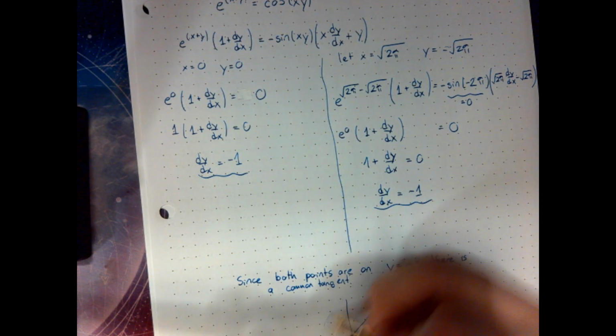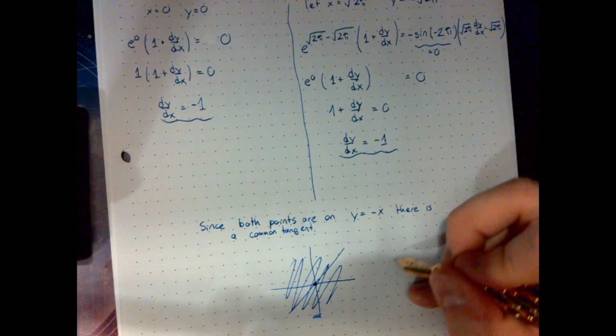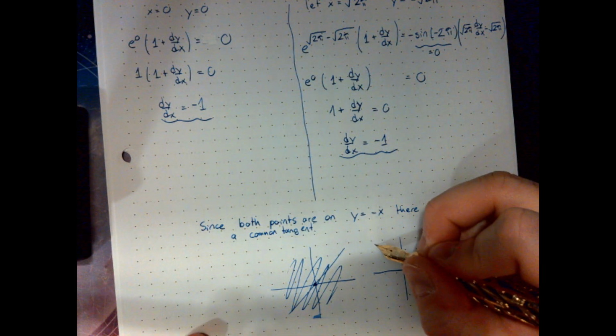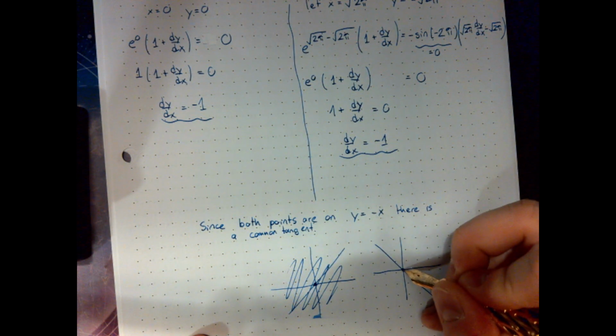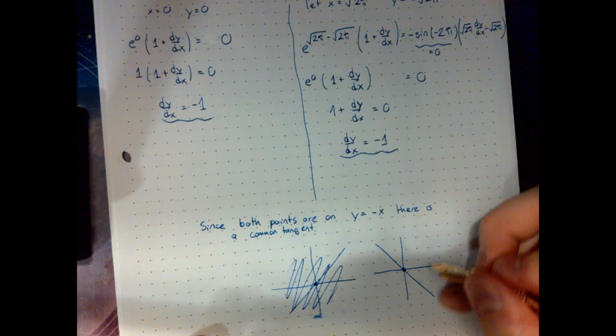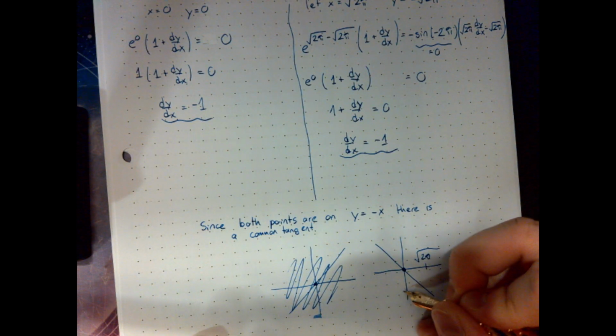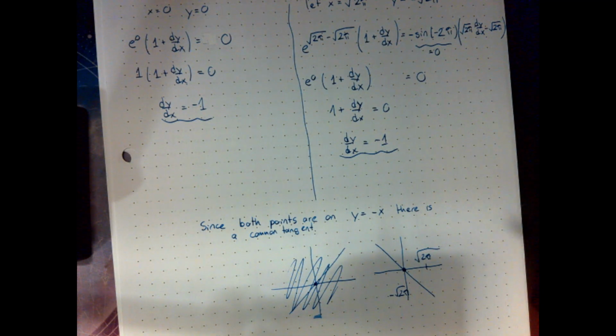Oh, I drew the wrong line. This is what happens when you do math when you're really sleepy. So it is y equals negative x. That's why I was being thrown off. My first point was at 0, 0. The other one was at positive root 2 pi and negative root 2 pi. Equivalent in magnitude, but one coordinate is negative, one coordinate is positive.